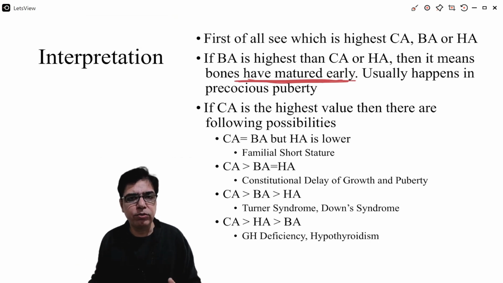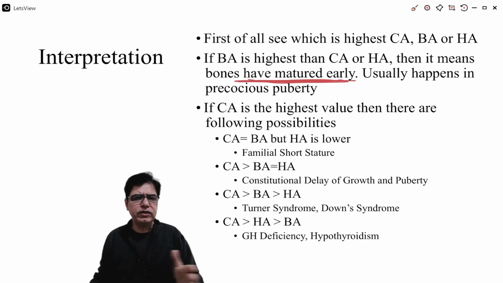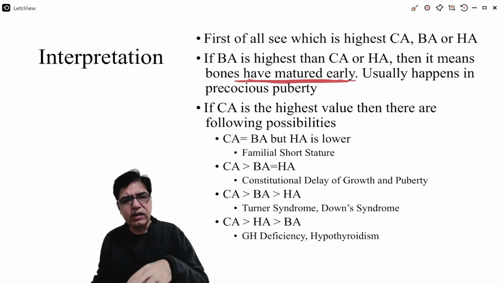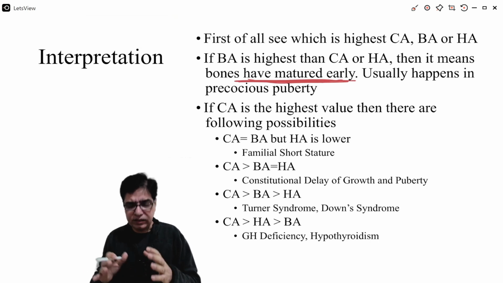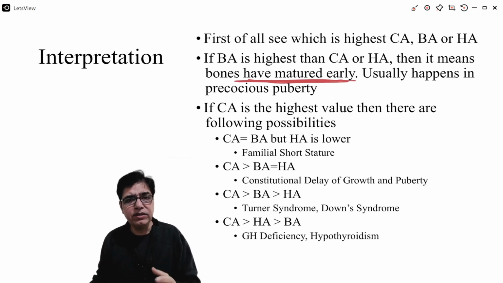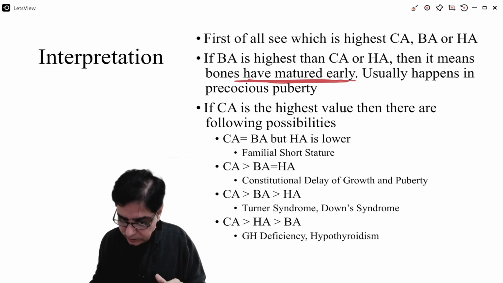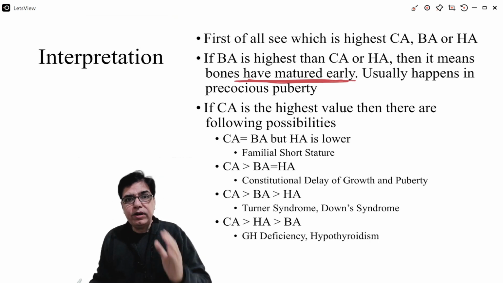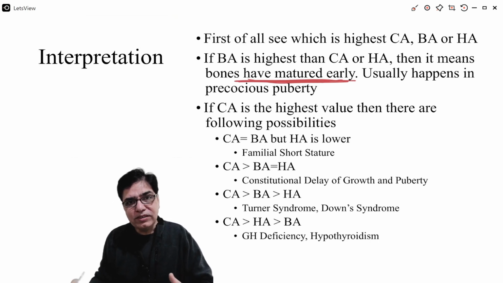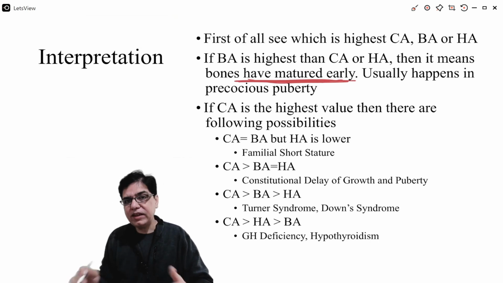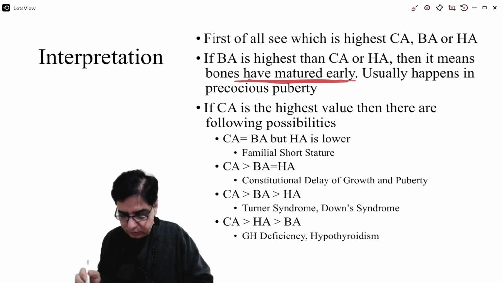It's usually associated with precocious puberty, and you will see then again there is a whole list of differentials under this umbrella. So basically, if the bone age is highest, it simply means it is associated with excess of the sex hormones. Okay. If chronological age is the highest value of all these three things that you have measured, then there are further possibilities, and we would discuss.